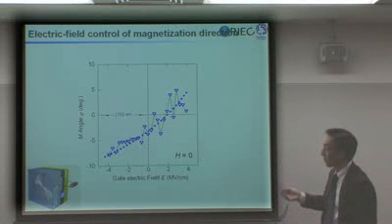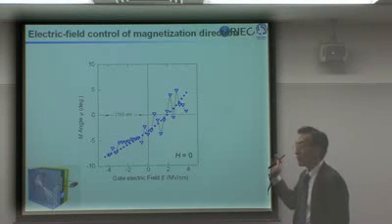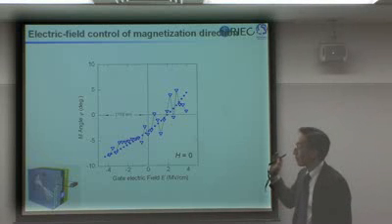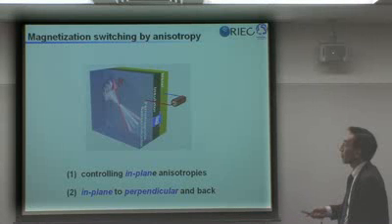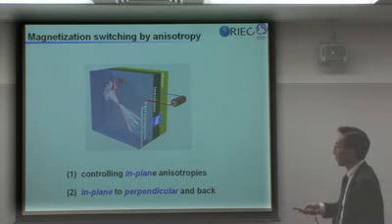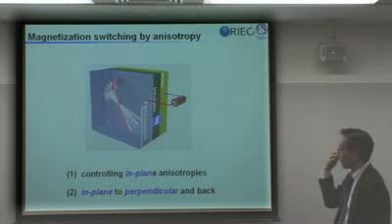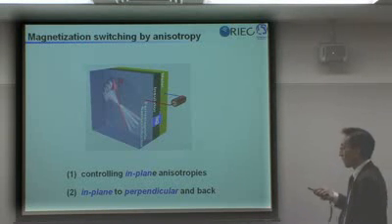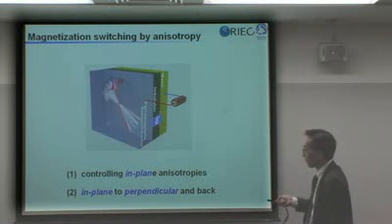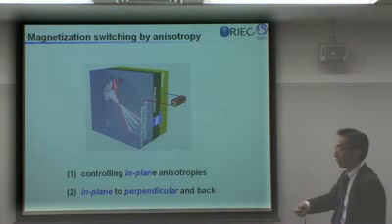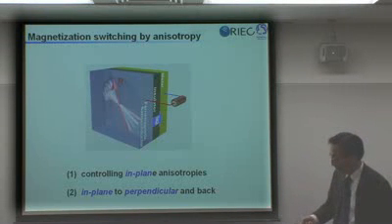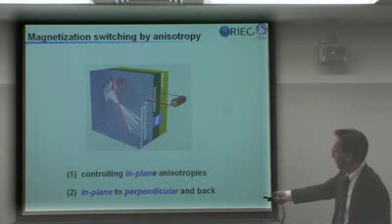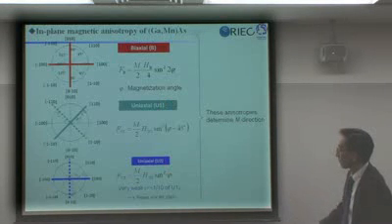But this makes us think about what needs to be done in order to do switching. That's something that we want to do. So there are two approaches. One is to control in-plane anisotropies, and the other is to switch in-plane to perpendicular anisotropy and back. This should be able to be done because in many other samples, if you have reduced carrier concentration, we tend to have perpendicular anisotropy. But let me first explain very briefly this one.